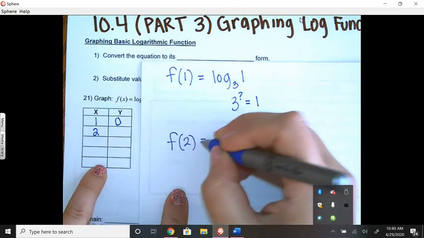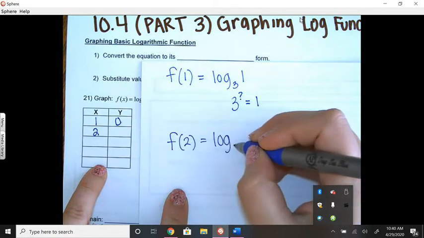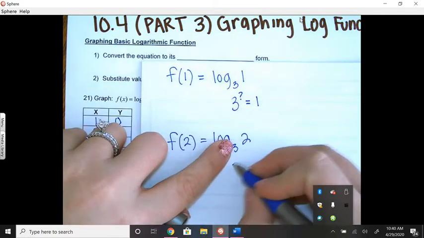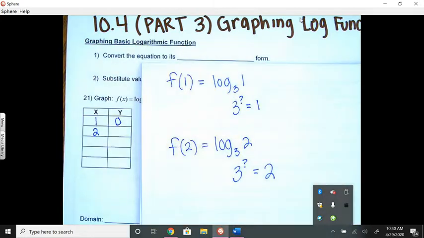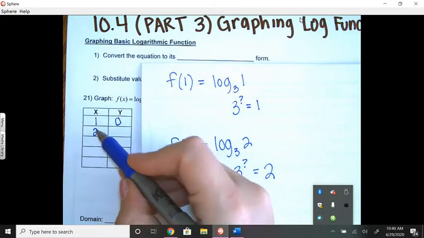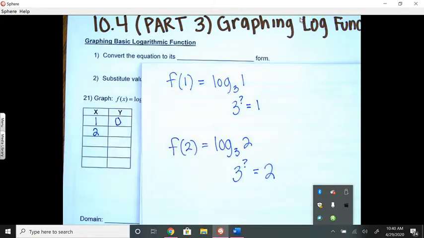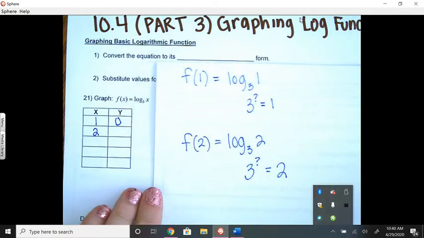If I plug in the number 2, 3 to what power is 2? That would be a little bit more tricky, and most would probably cross that out and pick a different number, and keep picking numbers until they're ones you could do without a calculator. They won't be decimals. So picking numbers for x, certainly you can go about it that way.